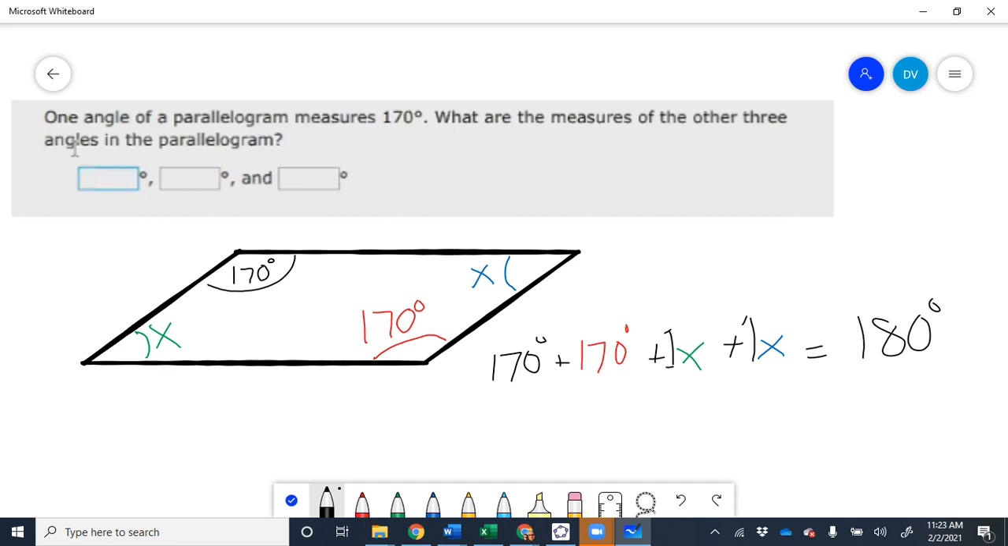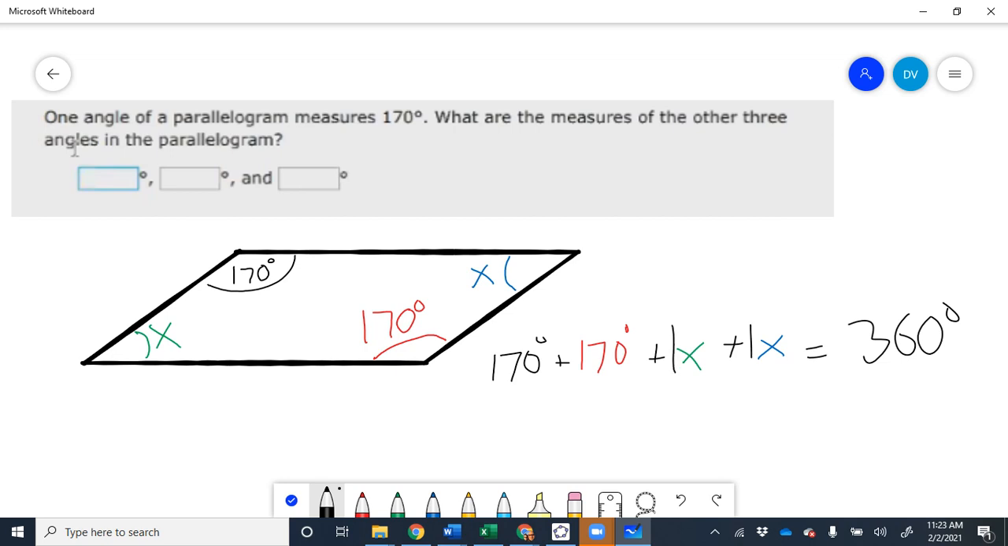Now we're going to combine our like terms. These two terms are alike because they both have degrees. And I'm sorry, I made a mistake. I just saw it. Did you see what I did wrong there? I said 180, but I should have said 360, shouldn't I? I said it earlier. 360. Sorry. And again, the ones are there.